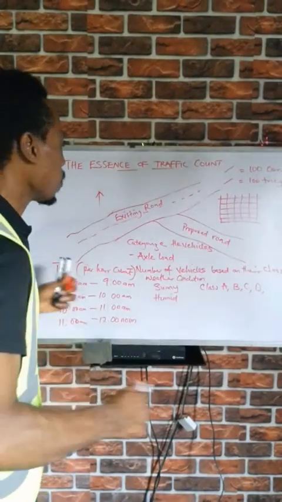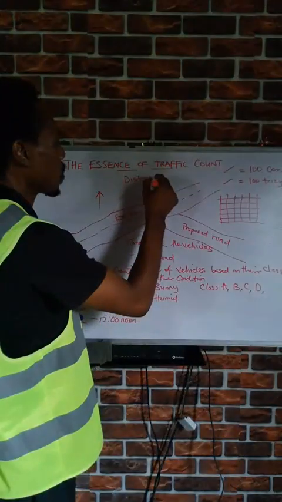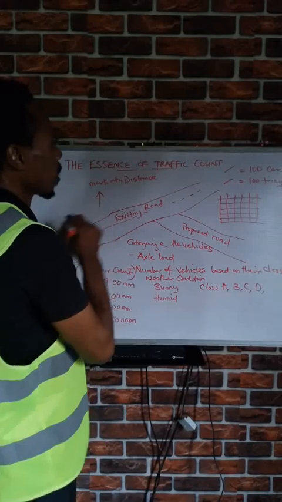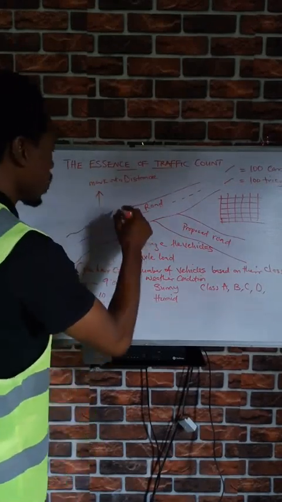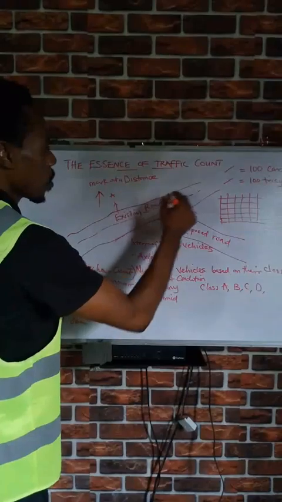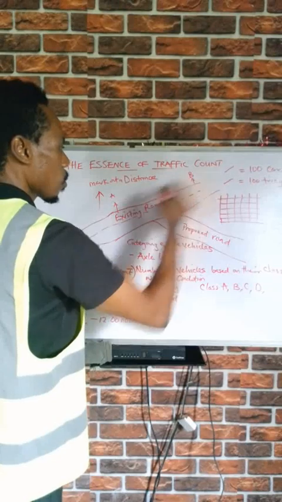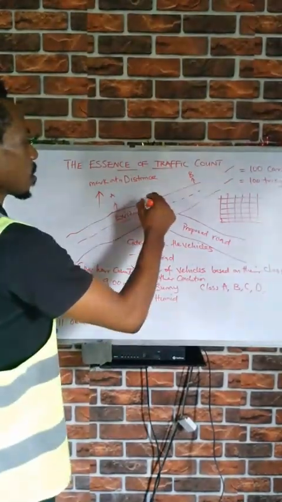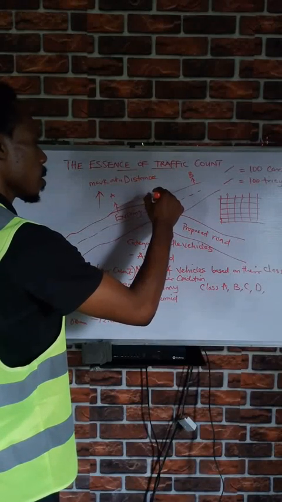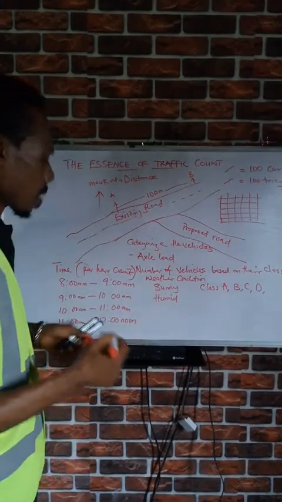You have to define a distance. You mark out a distance. So you can say from this point, distance A to distance B. You know this distance, if it is 100 meters or 50 meters as the case may be.